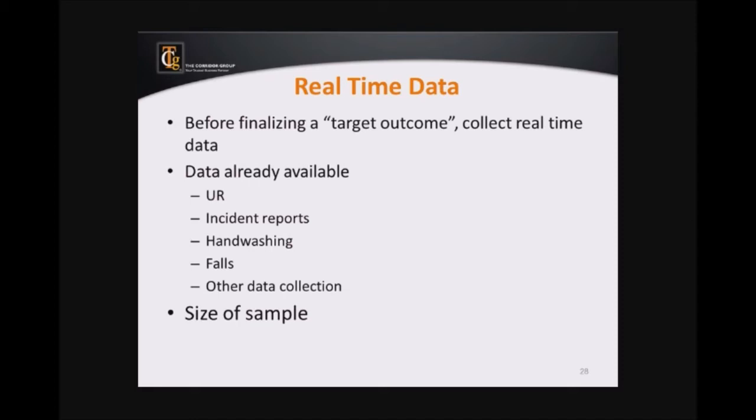Sometimes you will need to develop an audit tool for the outcome and related OASIS items and start from scratch. Other times you may be able to use data already collected, such as quarterly utilization review results, incident reports, or hand-washing and fall data. If you can time things right, you can build in additional questions to your UR tools and accomplish both audits at the same time.